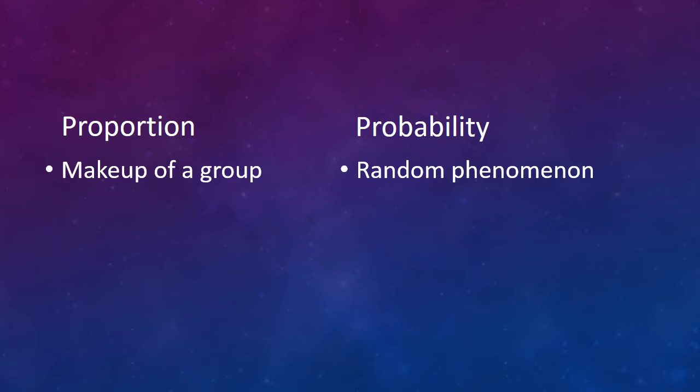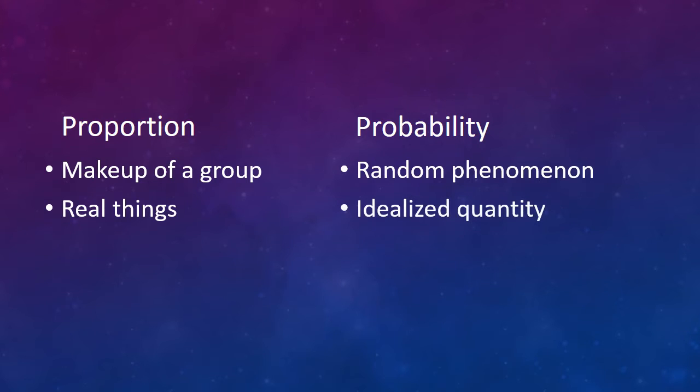A proportion refers to real things, whereas a probability is an idealized quantity. It's a model or a theory. A probability can be thought of as the proportion of events in a very long run of independent random trials. A conditional proportion is a proportion that's restricted to just part of the group. Let's take a look at how we can restrict a random phenomenon instead of the makeup of the group.